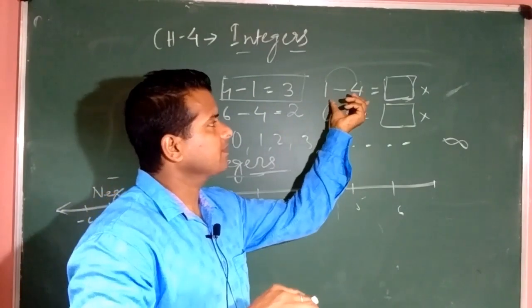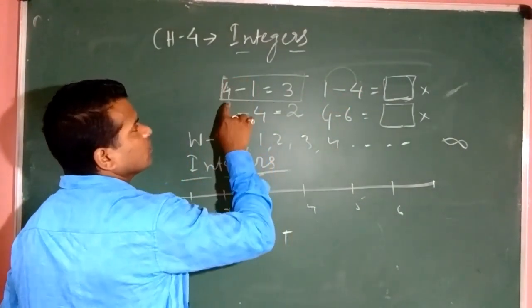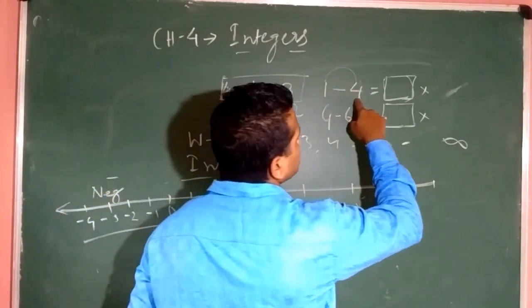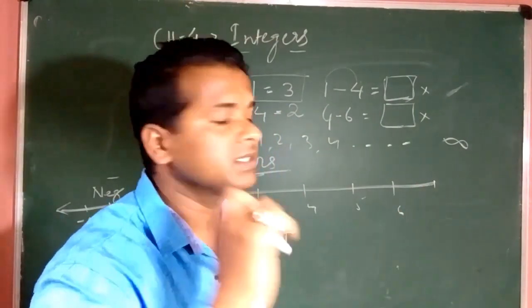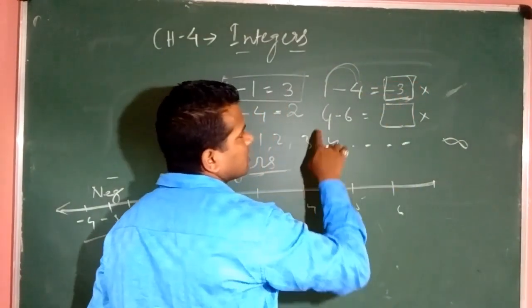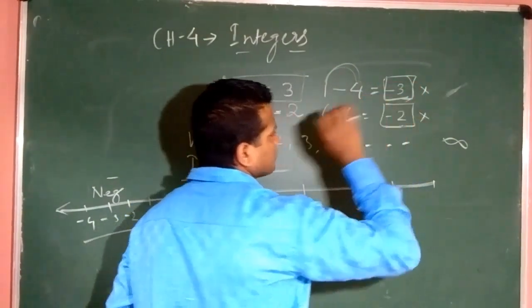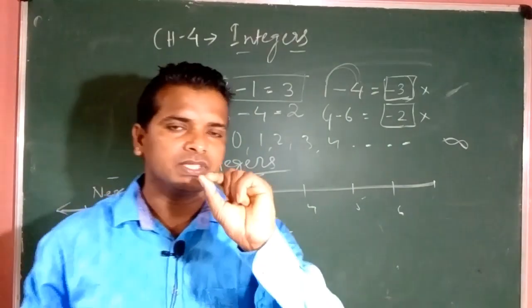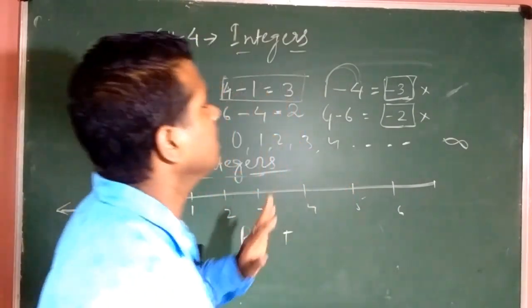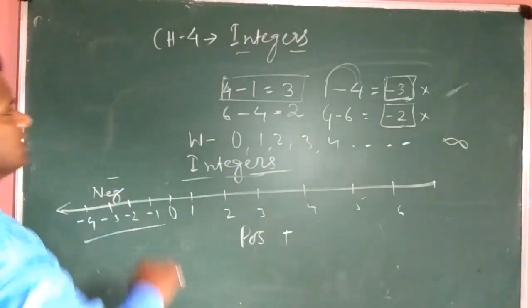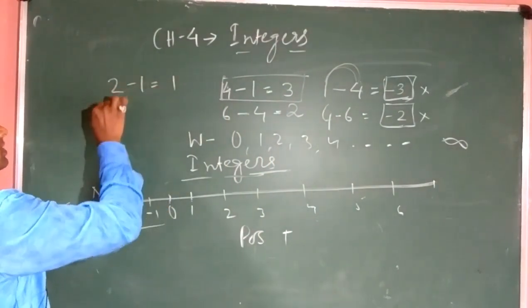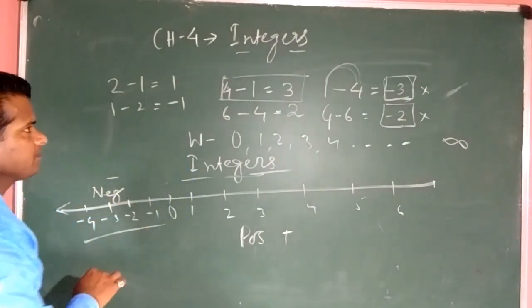Again, I will go back here. When we do 4 minus 1, 3; 6 minus 4, 2; 1 minus 4 cannot be a whole number, it will be an integer. Why? Because 1 minus 4, the answer is going to be minus 3. 4 minus 6, the answer is going to be minus 2. You have studied how it becomes minus in previous classes, but again I would like to make you understand that if it is 2 minus 1, it is 1, but 1 minus 2 is minus 1.